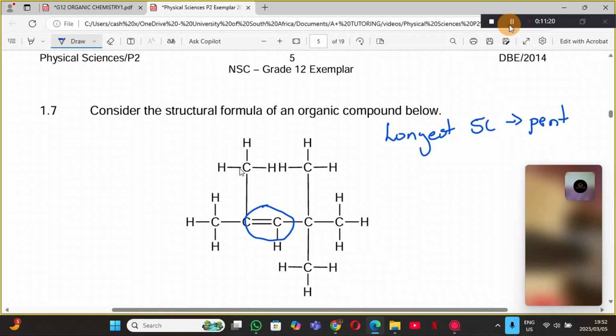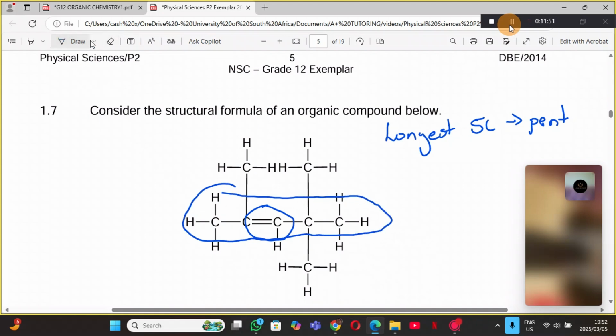Now, once we choose our longest as 5, we now need to name it, and remember, we're choosing the longest from the closest to the functional group. Now we need to name. What's the position of the branches? Since going this way is the same as going that way, let me just take the easiest and take this one as my main chain.